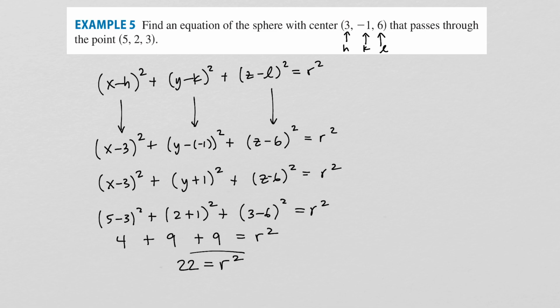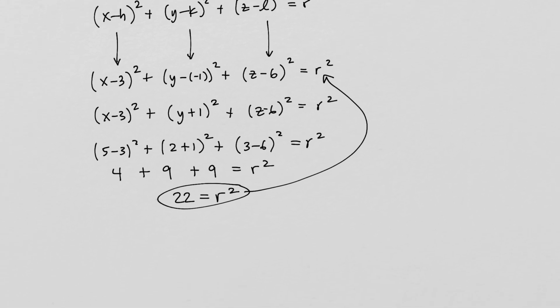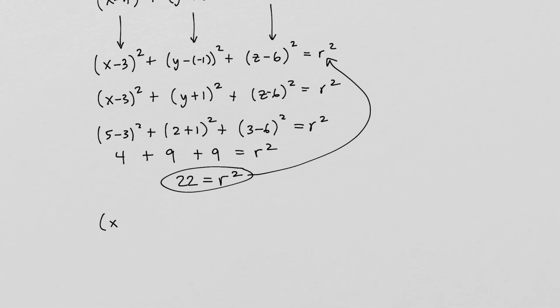And now I'm just going to take the value for r squared and plug it back into the equation. So the equation of the sphere here should be (x minus 3) squared plus (y plus 1) squared plus (z minus 6) squared is equal to 22.